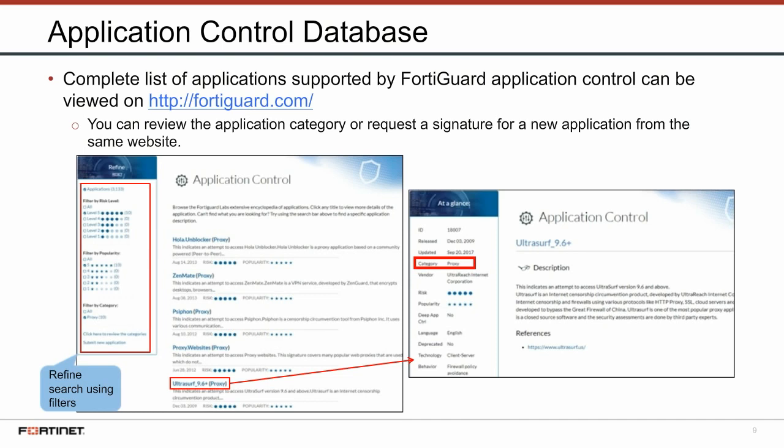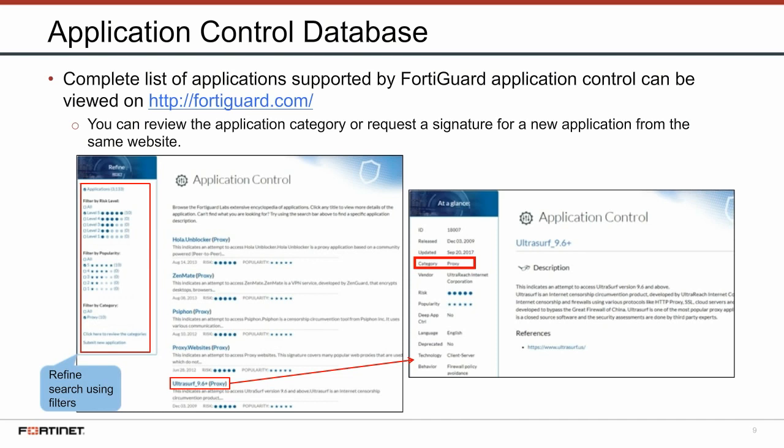On the FortiGuard website, you can read details about each signature's related application. Let's look at an example. On this slide, you can see an example article for UltraSurf_9.6+. UltraSurf_9.6+ is a web proxy, so it belongs in the proxy category. It is a good practice to create test policies that you can use to observe policy behavior.